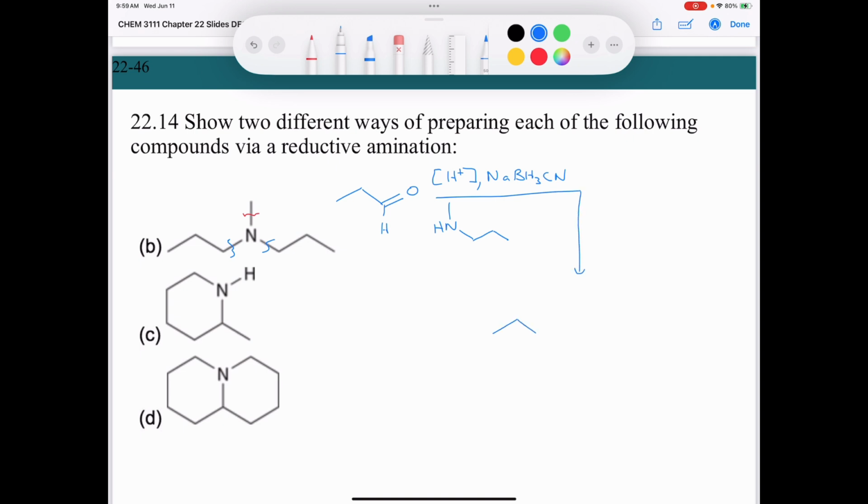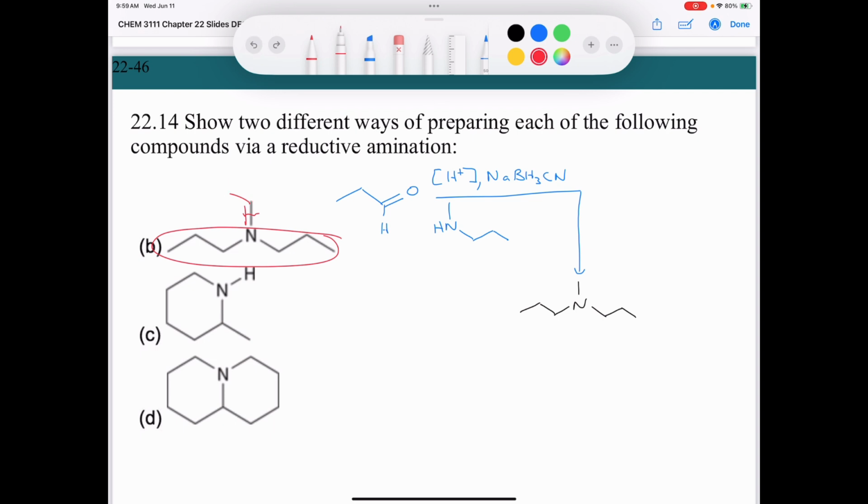So maybe I'll use a black pen for the product. Anyhow, we've got our methyl group, then we have 1, 2, 3, 1, 2, 3. There we go. So that's the first method. Now, if I wanted to, I'll use a red pen now, if I wanted to use this as my amine, what would my carbonyl look like? Well, it would only have 1 carbon in it, so it would be formaldehyde as my starting material.